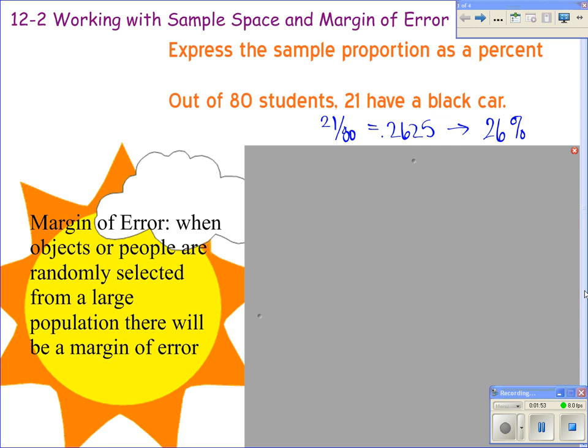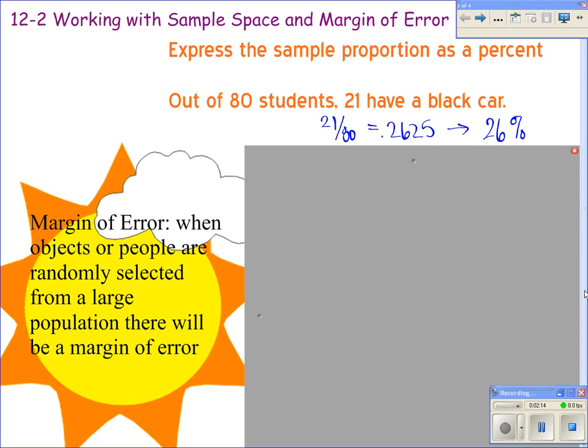So when you collect data from a group of people, you're probably going to be figuring something out and then assuming that that same thing happens in the entire population. Now, because you're only looking at a small group of people and then putting that blanket statement over the whole population, there's going to be a margin of error.